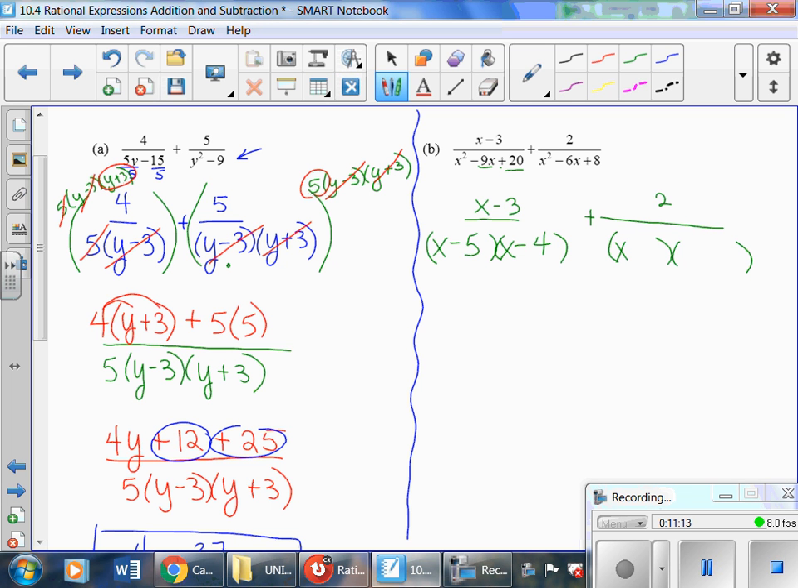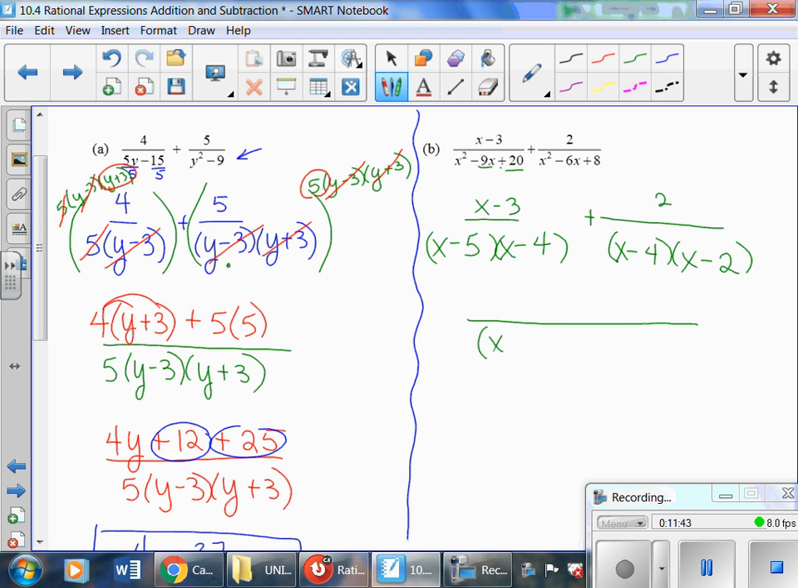This is going to be x and x. I need negative 6. So what two numbers, same sign, are going to multiply to 8 but add to give me negative 6? Well, 2 times 4, so that means I'm going to have negative 4 and negative 2, right? Because negative 4 times negative 2 is positive 8, and negative 4 plus a negative 2 is a negative 6. So hopefully you figured out the common denominator.